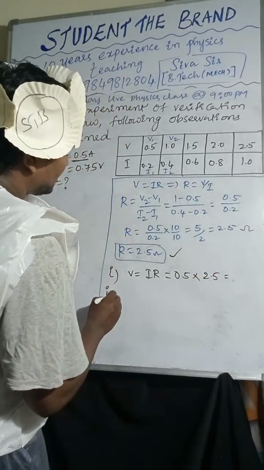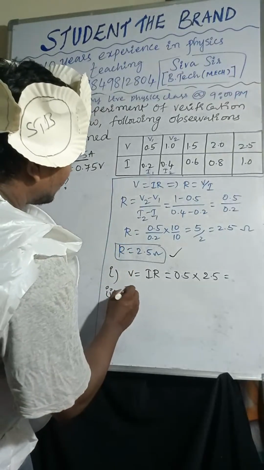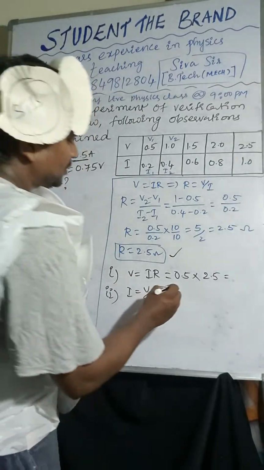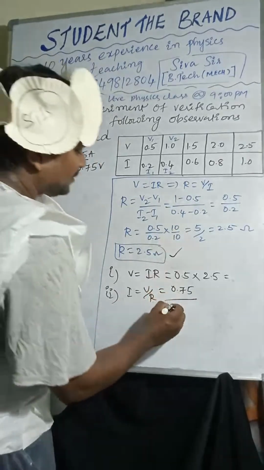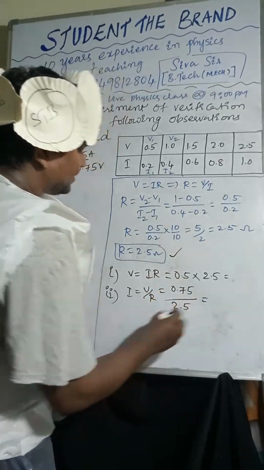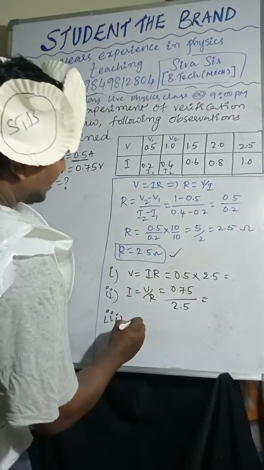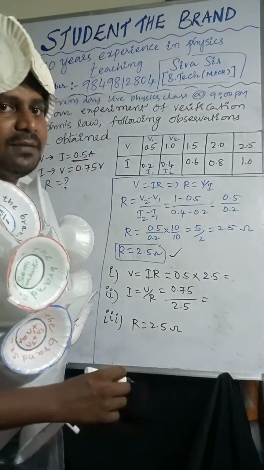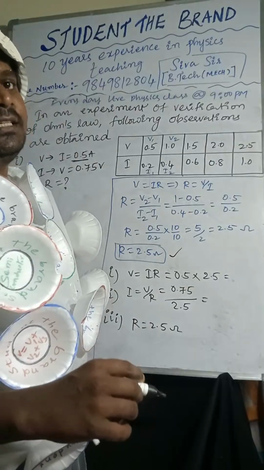The second question is to find the current: I equal to V by R. The potential difference is given as 0.75, and R equal to 2.5. Can you try this also? The third one we already got: R equal to 2.5 ohm. Those who know the answer, just try it once and let me know.